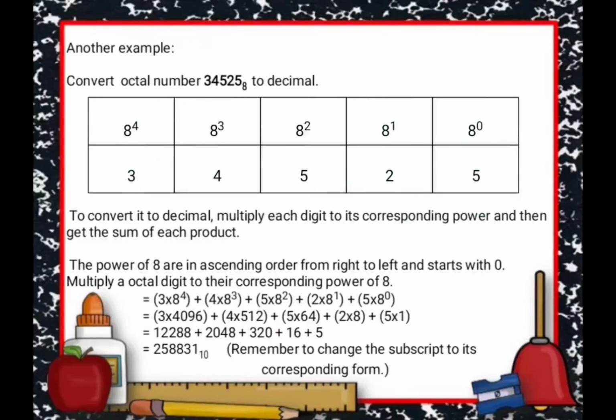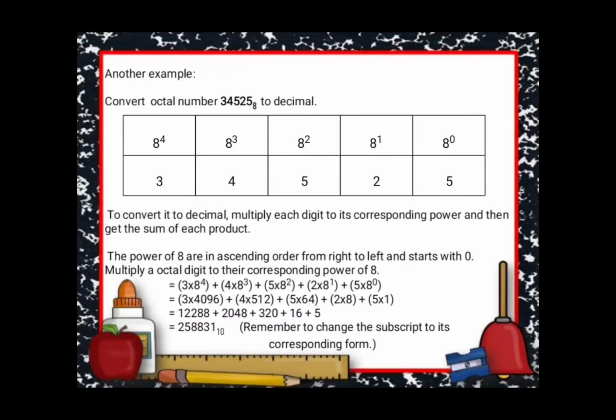So from the 34,525 octal number, we came up with the conversion of 258,831 decimal number. So remember to change the subscript to its corresponding form. From the base 8, since we converted it to decimal, our answer has changed to base 10, as you can see in the presentation.